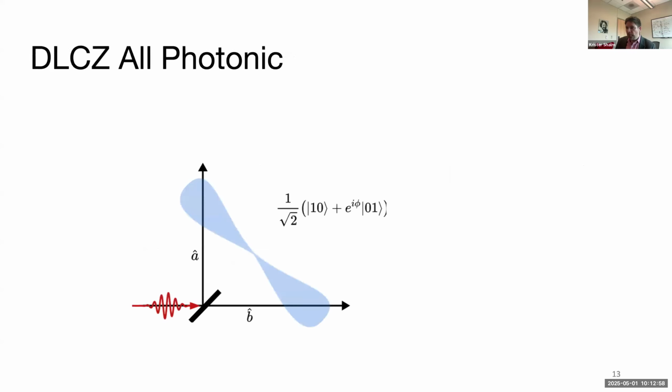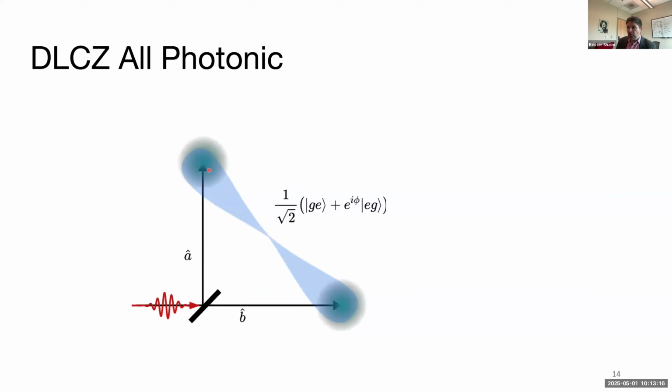But really, you can start with a single photon and send it to a beam splitter. You don't know which path it went in, A or B, and that generates what's called a path-entangled state. Now, in the original DLCZ protocol, if you had transduction, you could couple that photon to these atoms. That would leave you in this ground-excited plus excited-ground state, and now you can go about and do your quantum operations.